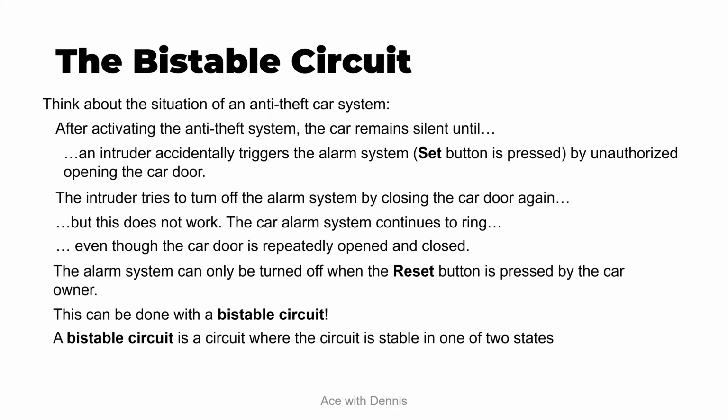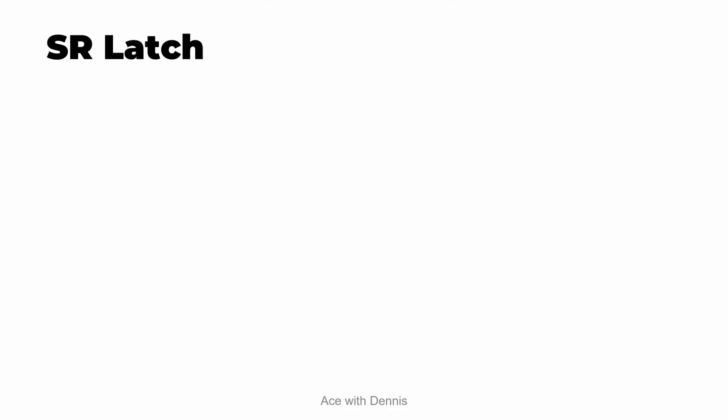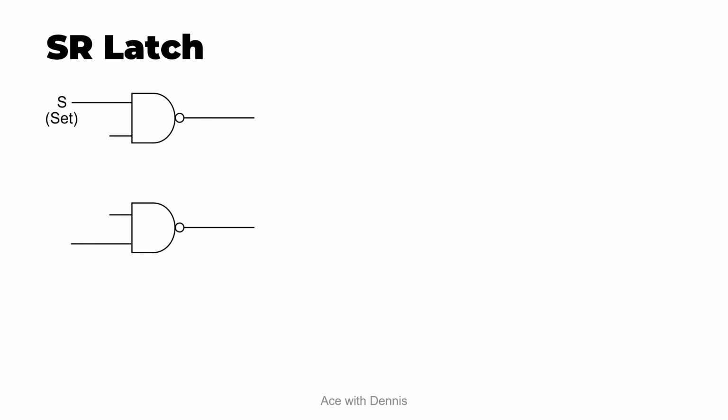A bistable circuit is a circuit where the circuit is stable in one of two states and will not change its state until the other switch is pressed. The SR latch is a very important component in bistable circuits and astable circuits. Now let's learn how the SR latch works. An SR latch consists of two NAND gates. The first input for the first NAND gate is labeled as S, which stands for set. The first input for the second NAND gate is labeled as R, which stands for reset.